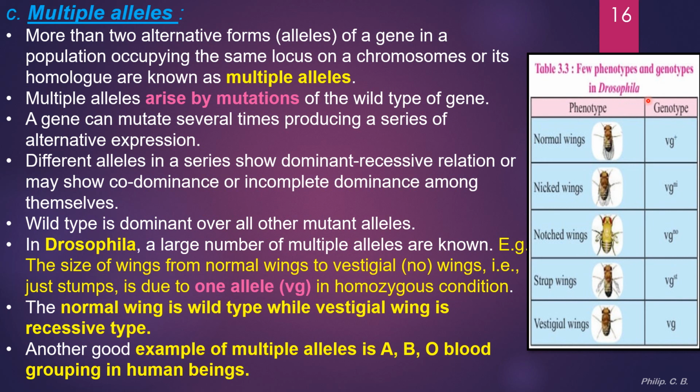As I mentioned, what is Drosophila? You can use a simple name, fruit fly, which is usually observed on fruits if they are kept for a longer time outside. Then phenotype, normal wings. Genotype, we can see vg plus. Nicked wings, we can see vg-ni. Notched wings, vg-no. Strap wings, vg-st. And vestigial wings, vg. Okay.